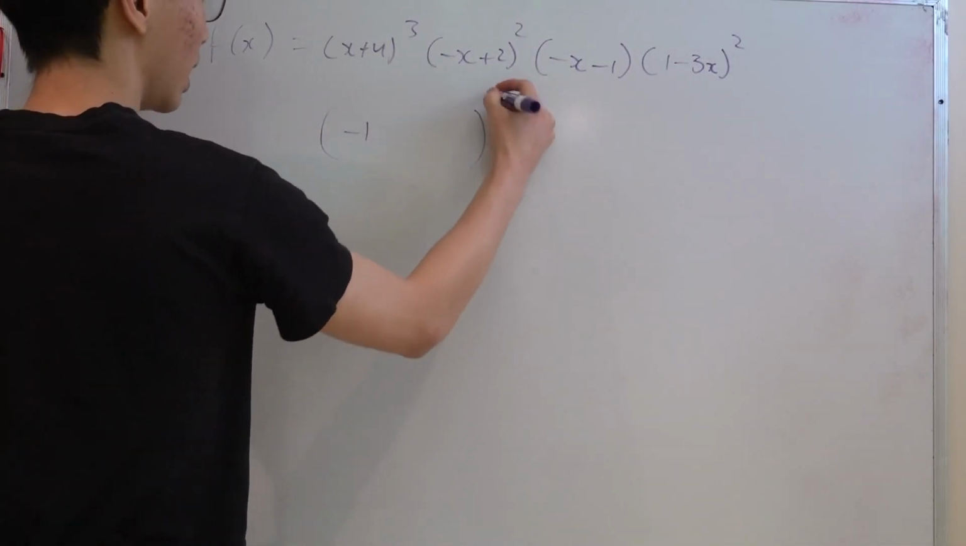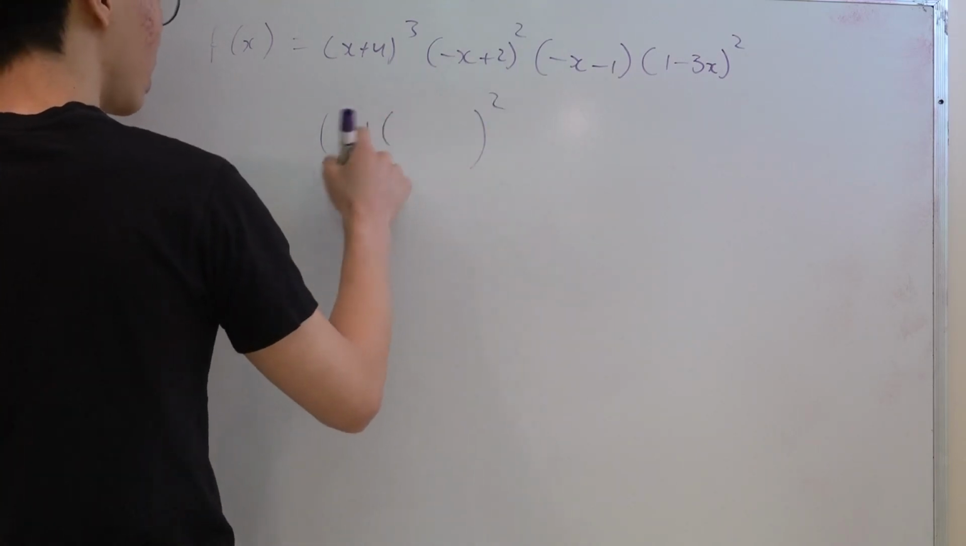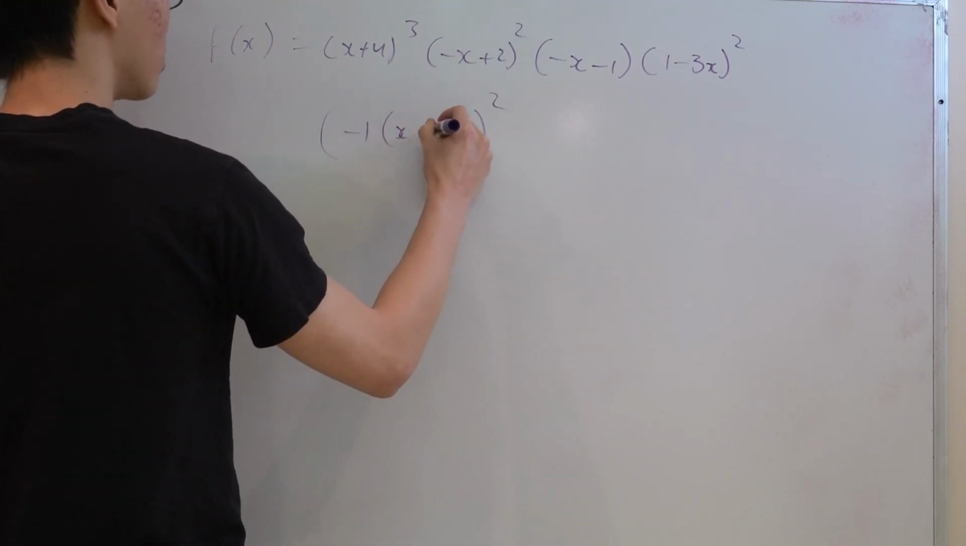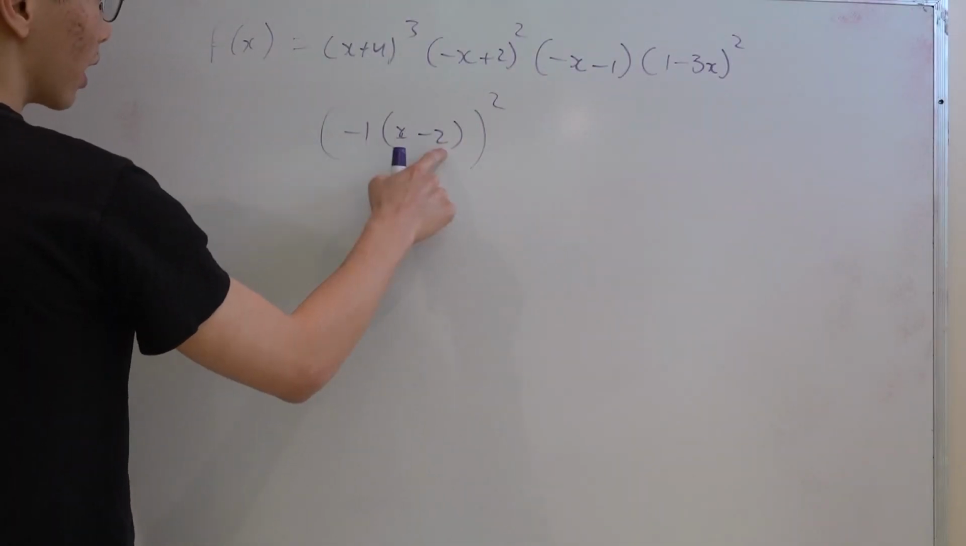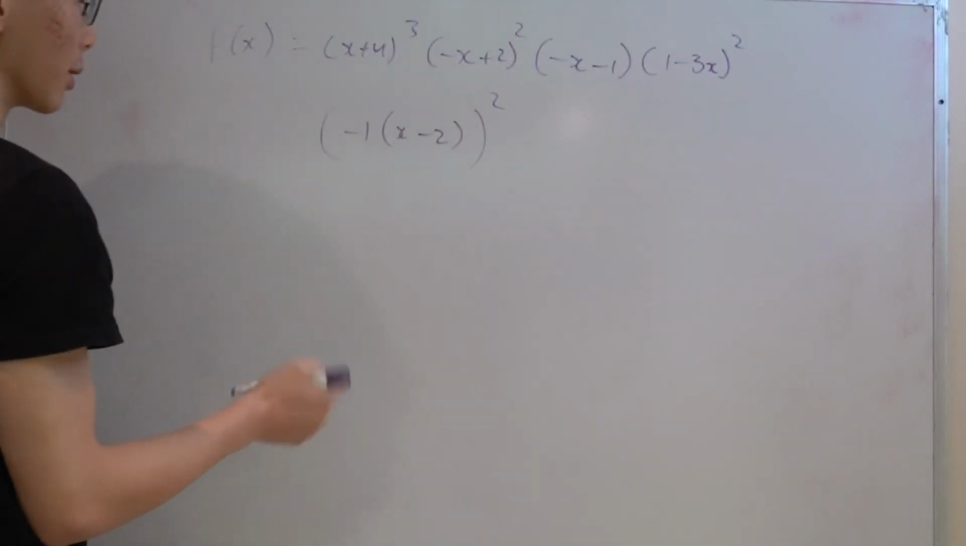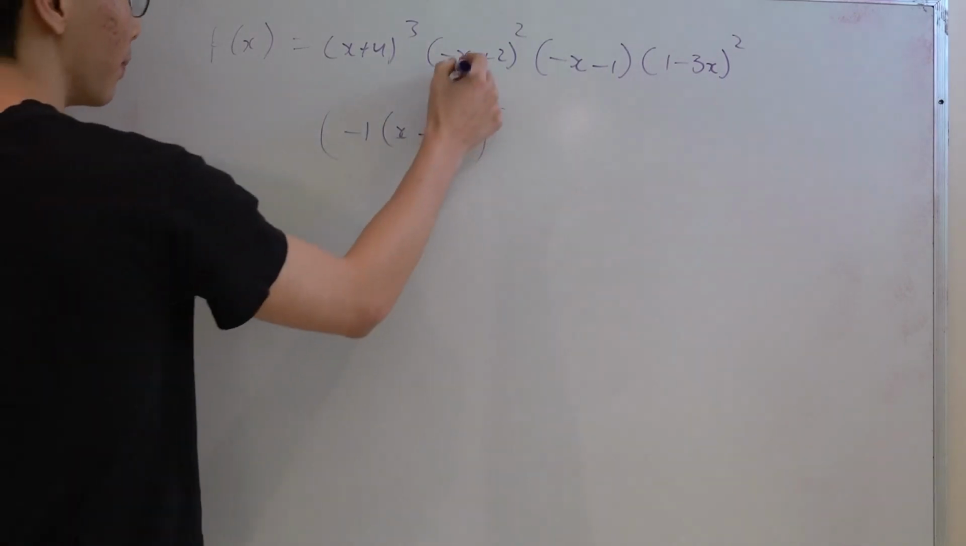So remember, I want to keep the squared out. So it becomes negative 1 times x minus 2. Okay? Just to double check, if I distribute this negative 1 across, I get the exact same thing as I had here. So I haven't actually changed anything, right?